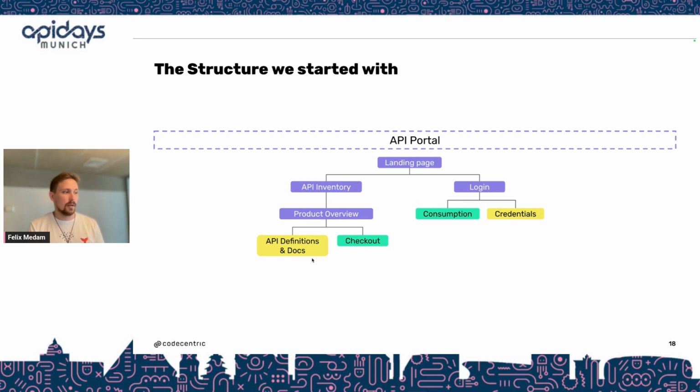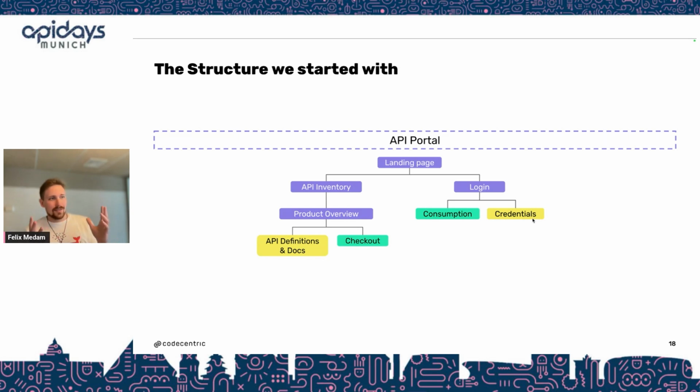The same is true for the developer who wants to have a look at the definition or docs of the API. And for the login, we have the same thing again. The login is serving both audiences, and we have again the consumption data for the business audience, and the credentials for the technical audience.